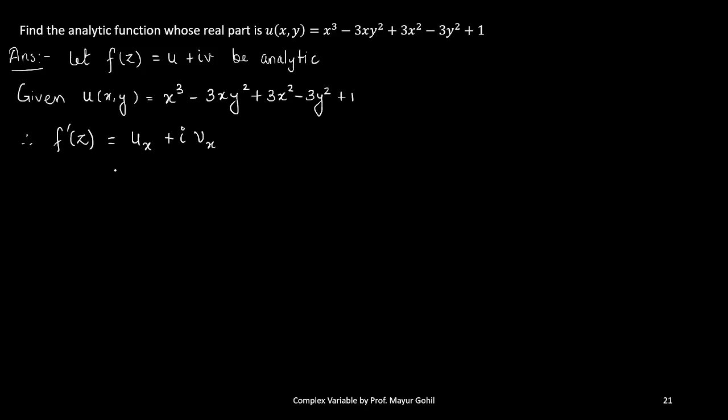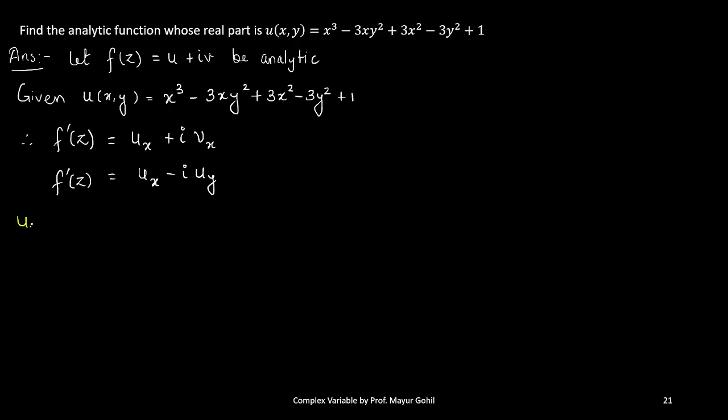Now because the function is analytic, the Cauchy-Riemann equations are satisfied, and I use the format of the derivative as u suffix x minus i u suffix y. This is the format of the derivative we will be using, and we have seen this formula because of the Cauchy-Riemann equations. Now for the given function, we find the partial derivatives.